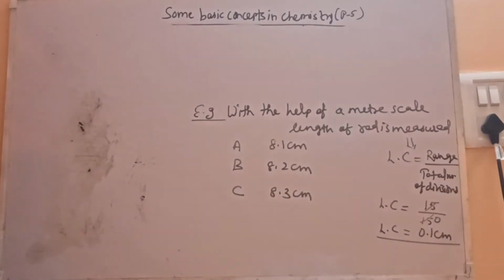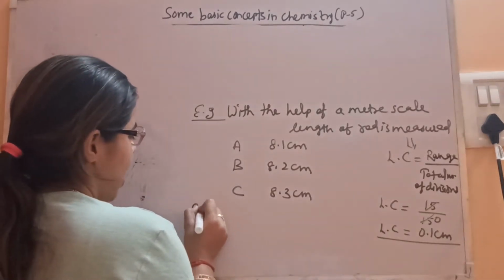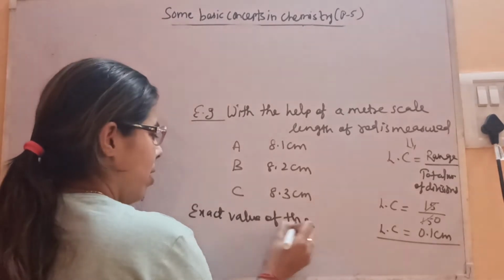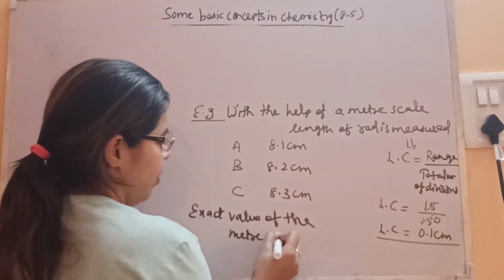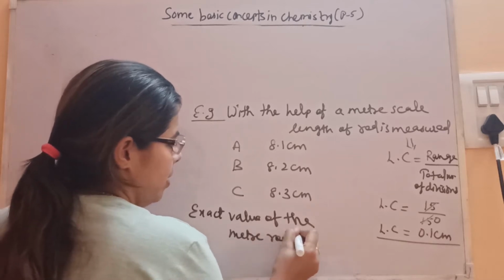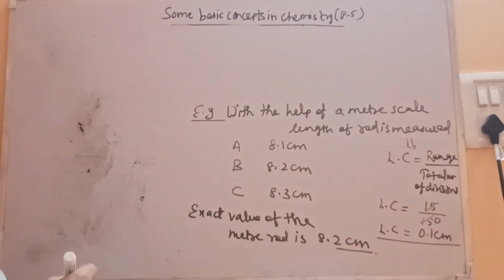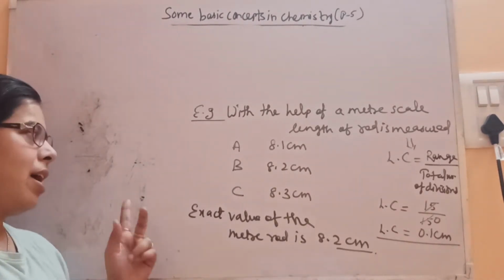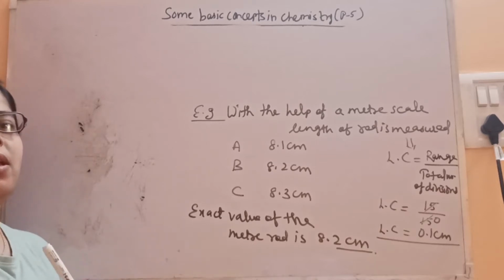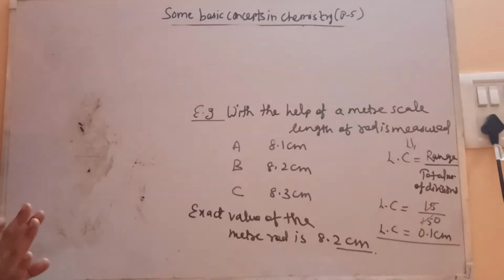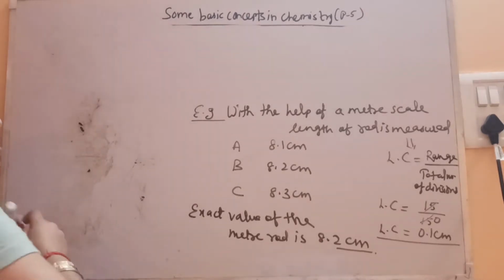Suppose the exact length of the meter rod is 8.2 centimeter. Accordingly, if I ask who has reported the correct result out of A, B and C, your answer will be that B has measured the correct length of the rod. But what about A and C? They are also nearby to it. Are they completely wrong? So let's see what's the meaning of these terms.